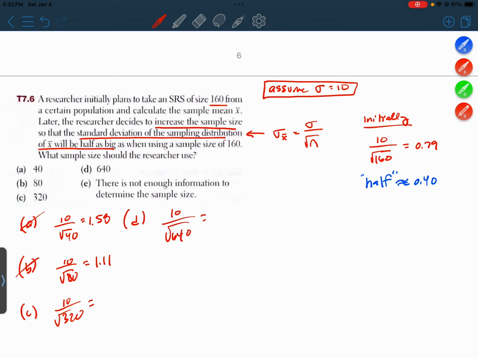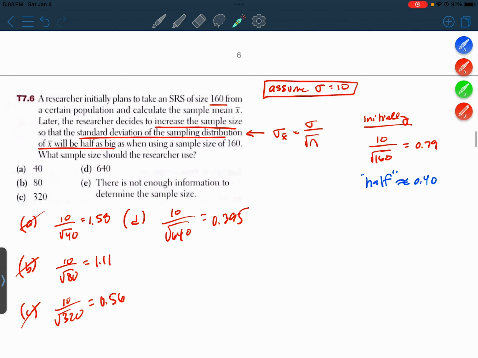We'll do 10 divided by root 320. That gives 0.56. So that's definitely smaller than what we started with, but not half as small. All right, let's try the next one, 10 divided by root 640. That gives 0.395, which is pretty close to 0.40, which would be half as big as the initial standard deviation. So the answer here is D.